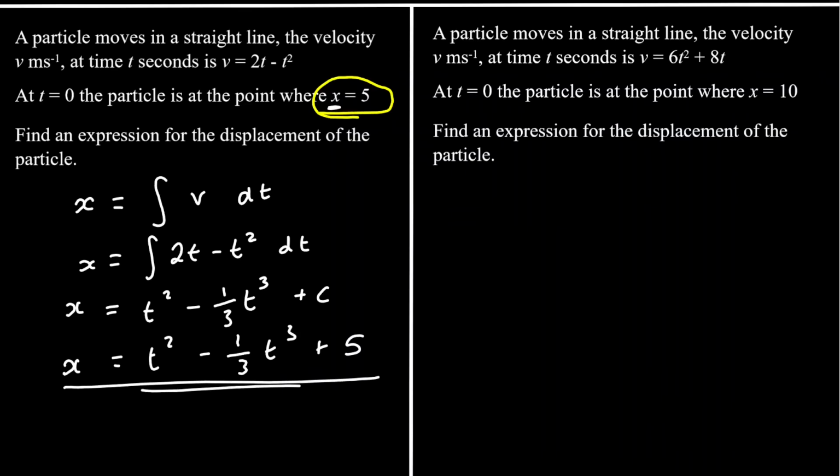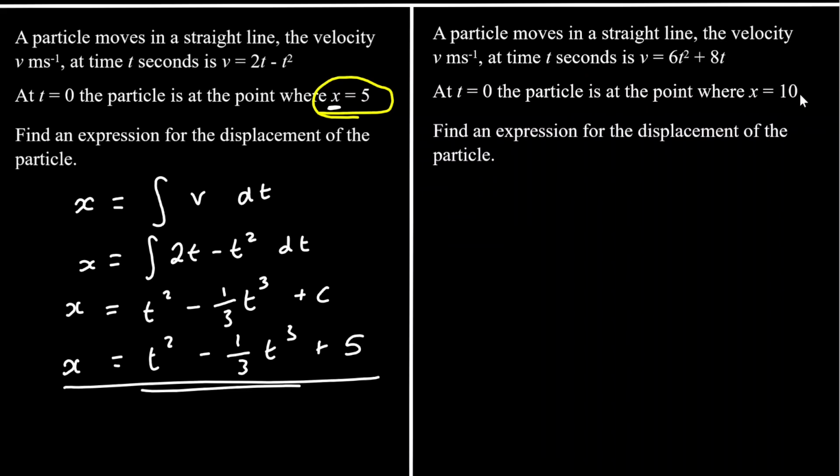One question for you to try. Give it a go. A particle moves in a straight line. The velocity, v meters per second, at time t seconds is 6t squared plus 8t. When t equals 0, the displacement is 10. Find an expression for the displacement of the particle.